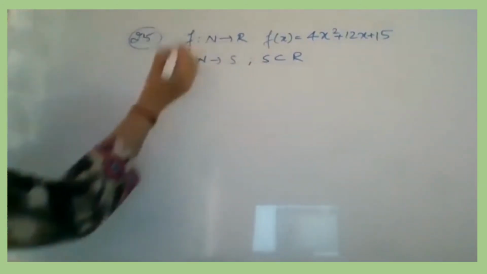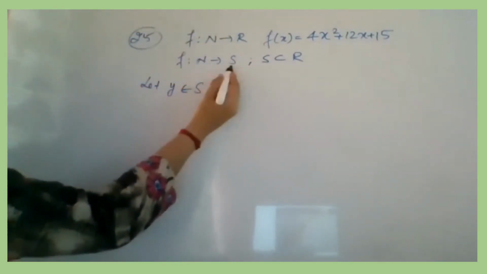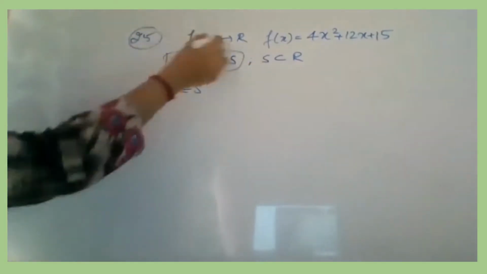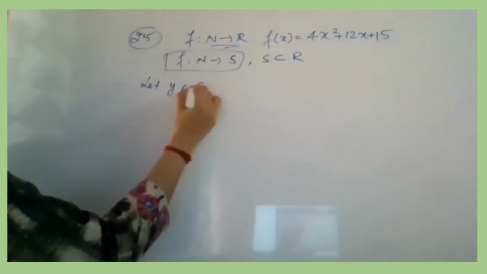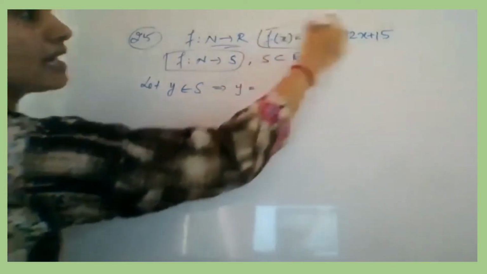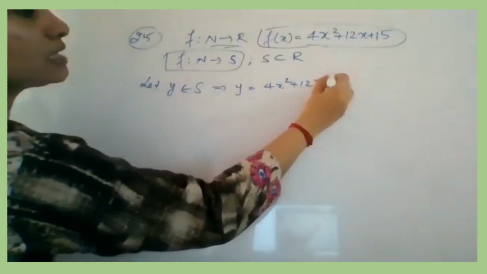So what we are doing, the first step is you will just take y belongs to S. Why are we taking it? Because by defining this, we will take its inverse, not this one. Okay? So when we have taken y as an element of S, we will take that this y is of this form. Here, the f of x we took is taken as your y: 4x square plus 12x plus 15.